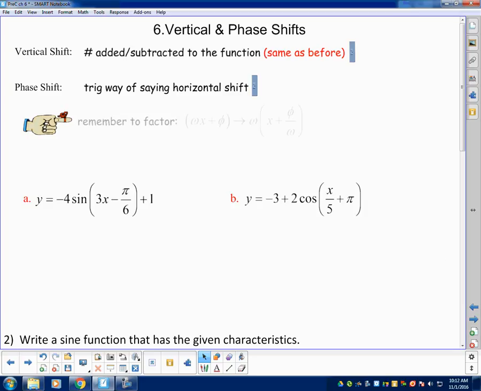Just a little something to remember here. Remember to factor. If you have something of the form omega x plus phi, that's phi, by the way. Showing off our Greek letters again here. This is a new one, phi. Omega, you've been introduced to.